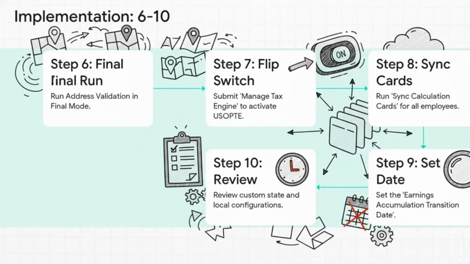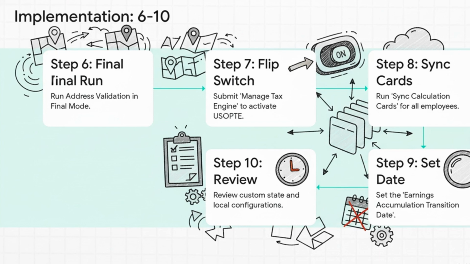Now for the final 5 steps. This is where things get permanent. In step 6, once your data is clean, you run the address validation process in final mode, which locks in those geographic coordinates. Step 7 is the official cutover. You submit the flow that flips the switch from Vertex to Oracle.